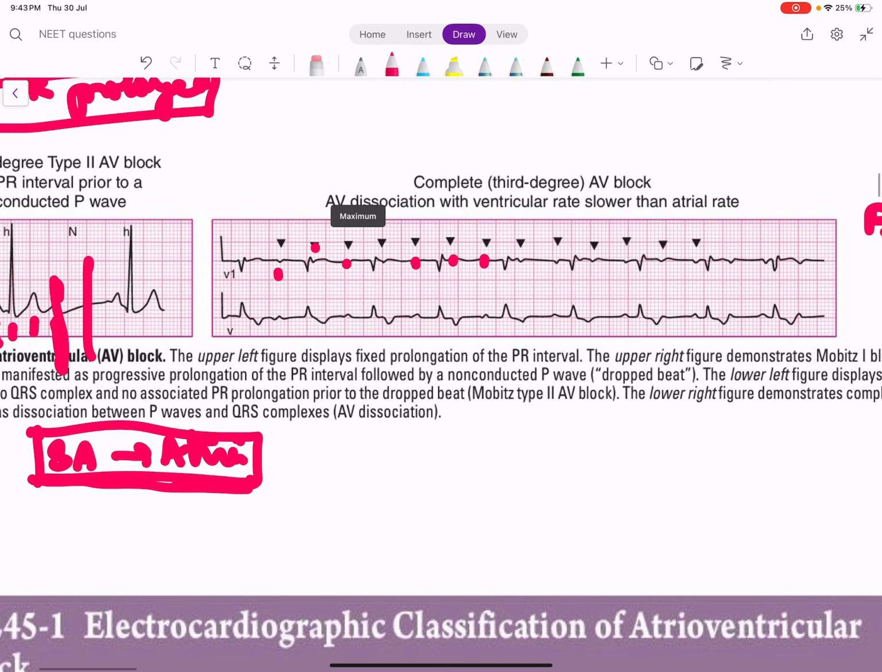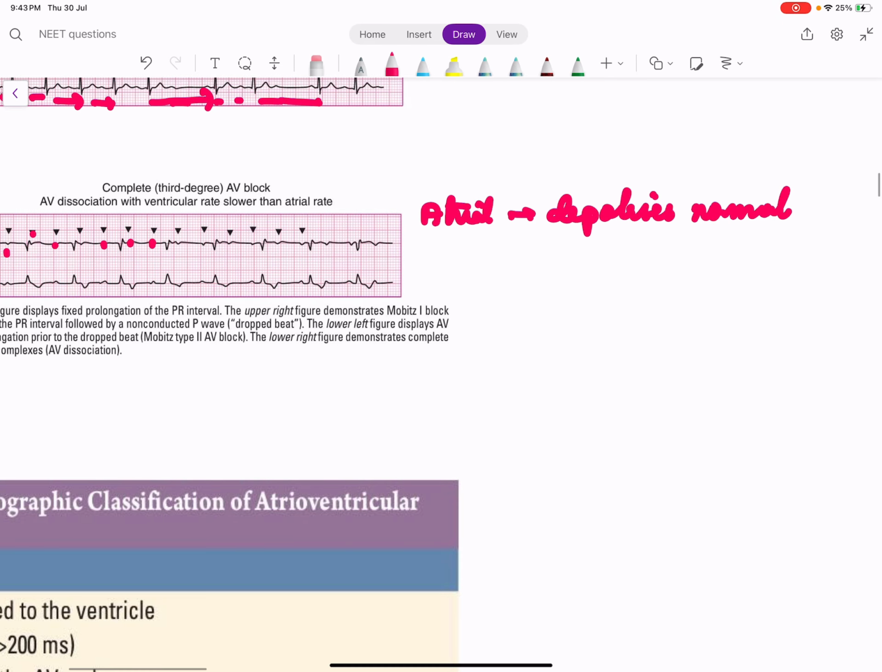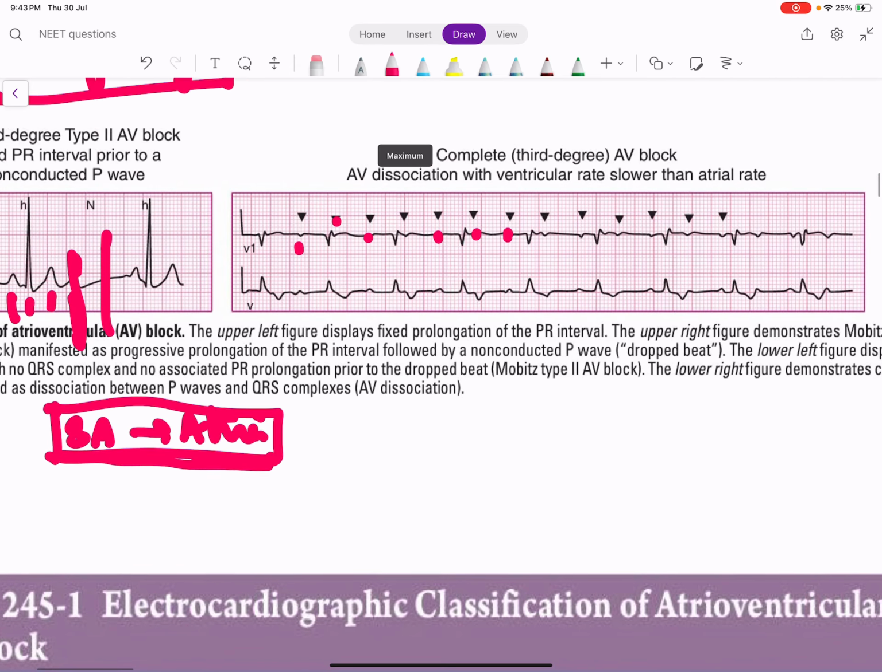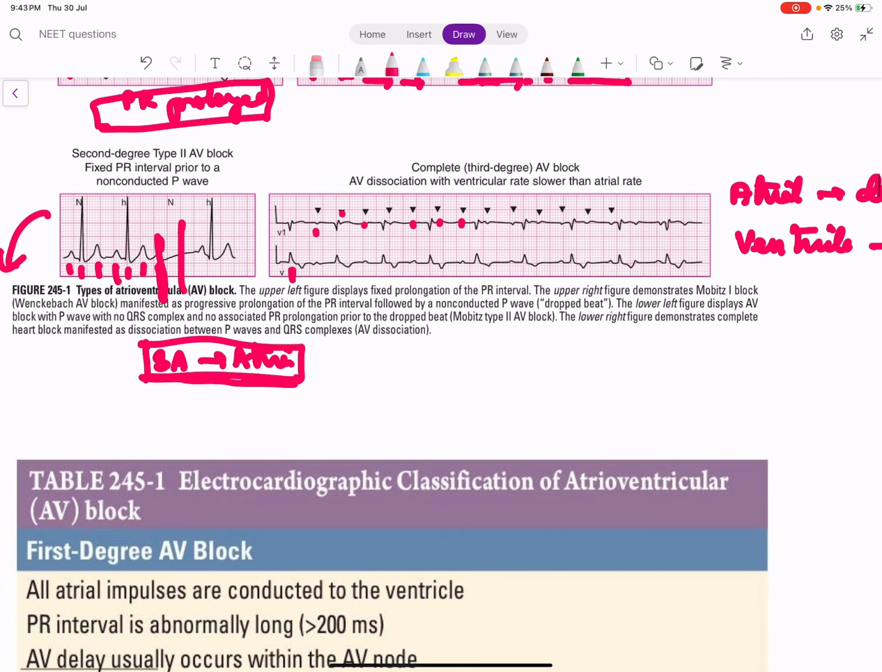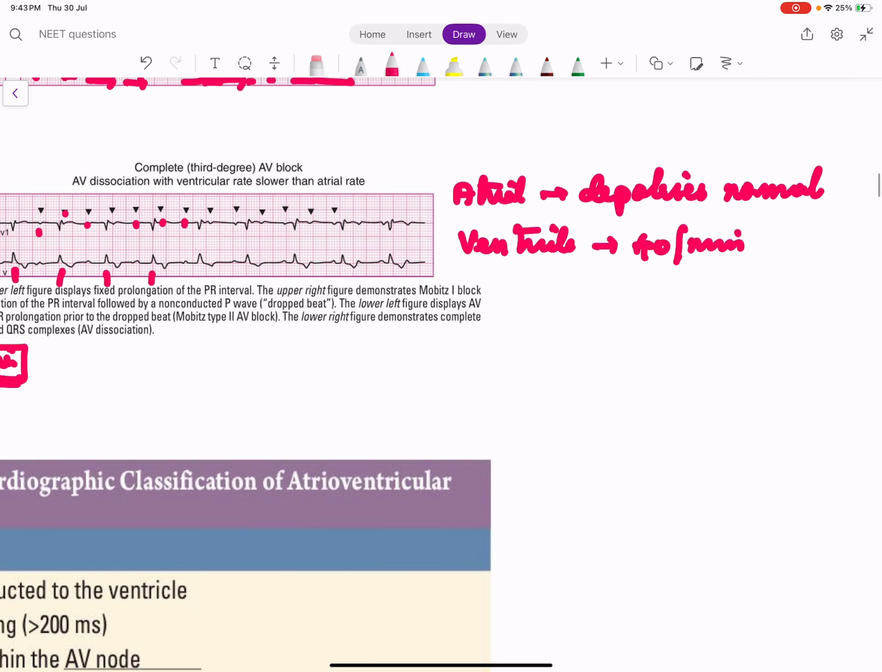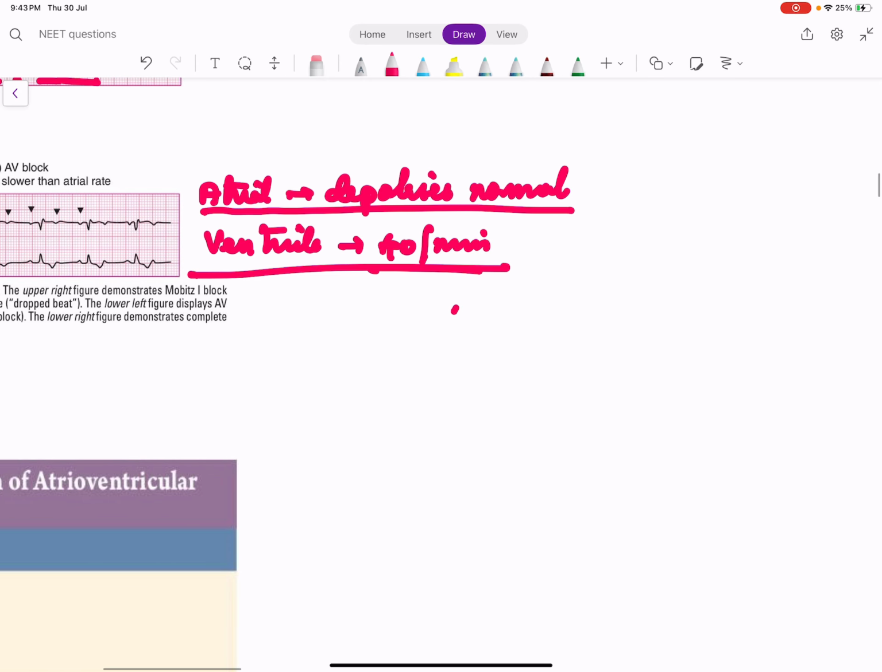So what will the ventricle do? We already discussed that the ventricle can generate its own rhythm at the rate of 40 per minute. So here the ventricle is generating its own rhythm. See, the QRS is prolonged, so it's a ventricular rhythm. So the ventricle is generating its own rhythm at 40 per minute. The atria is generating its own rhythm, the ventricle is generating its own rhythm, but they don't come together. So this is called AV dissociation.